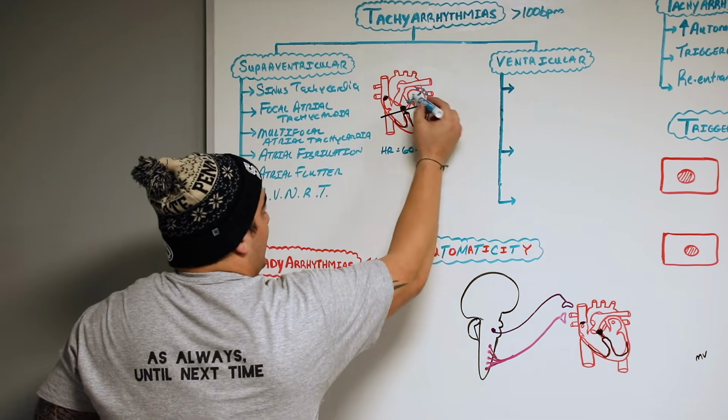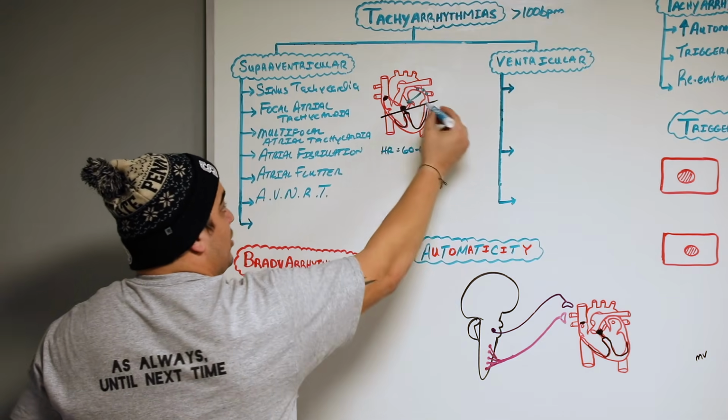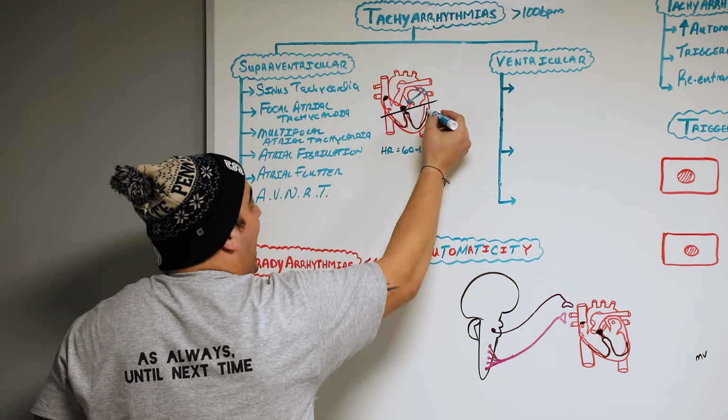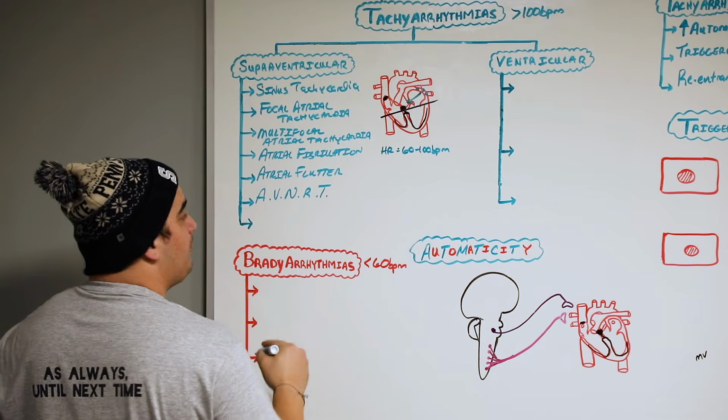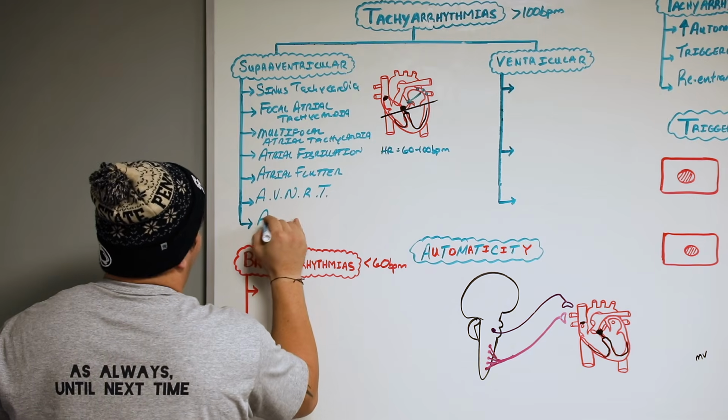There's another one where there's a reentrant circuit, a loop that's generated through an accessory pathway between the atria and the ventricles. And we'll talk about that one later. It's called AVRT.